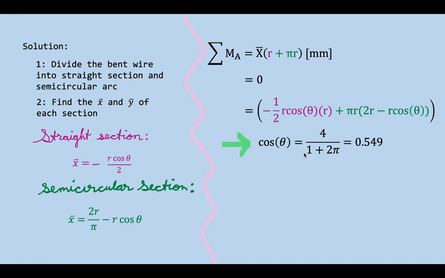And then we thus have cosine theta is equal to 4 over 1 plus 2 pi, which equals 0.549. So theta, taking the arc cos of each side, we will have 56.7 degrees. So that is our final answer.